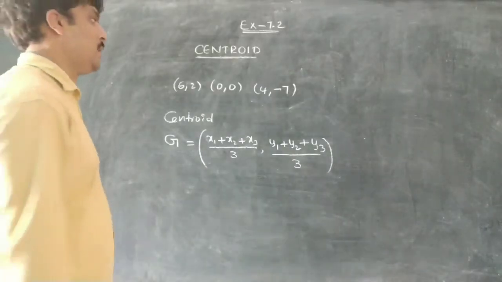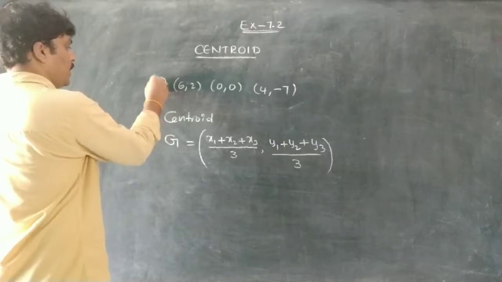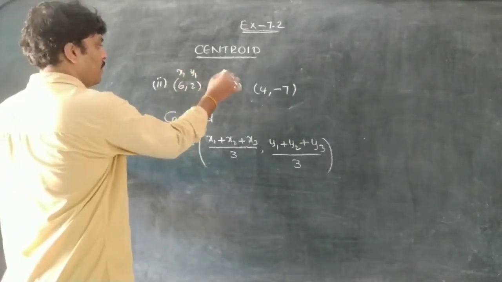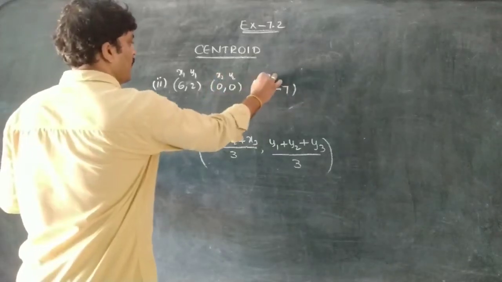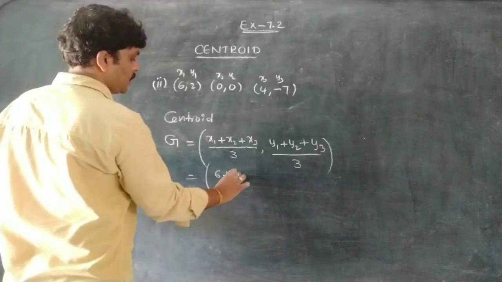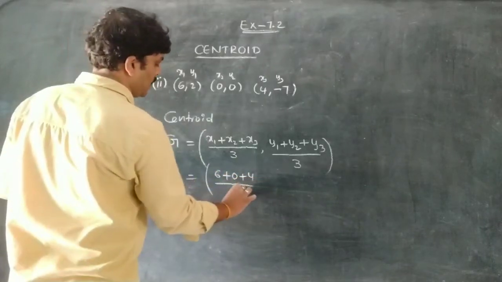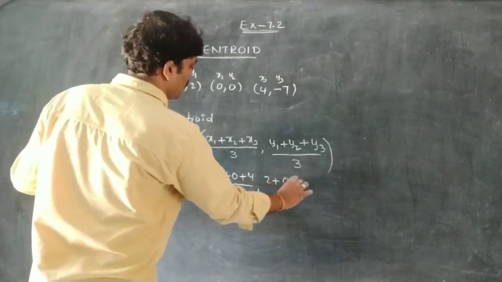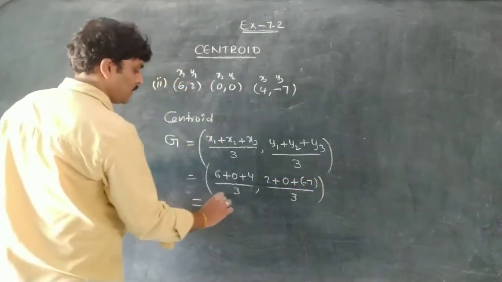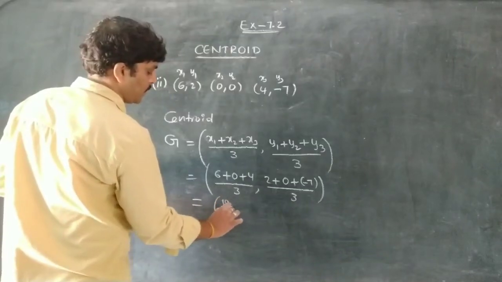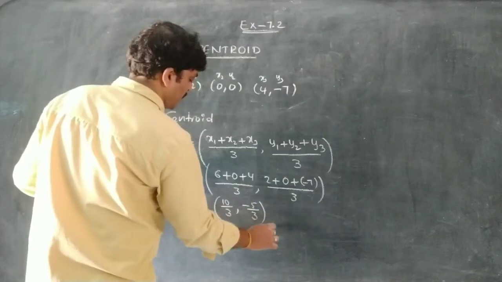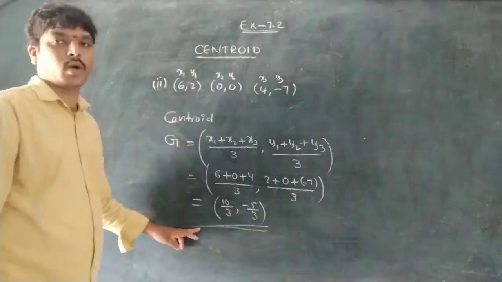This is the second problem from 10th question. Here find the centroid. We have the formula. So here it is x1 y1, x2 y2, x3 y3. Now here 6 plus 0 plus 4 by 3. 2 plus 0 plus minus 7 by 3. Okay, next 6 plus 4 is 10 by 3. Here 2 minus 7 is minus 5 by 3. There is no cancellation. So it is the centroid of the triangle.